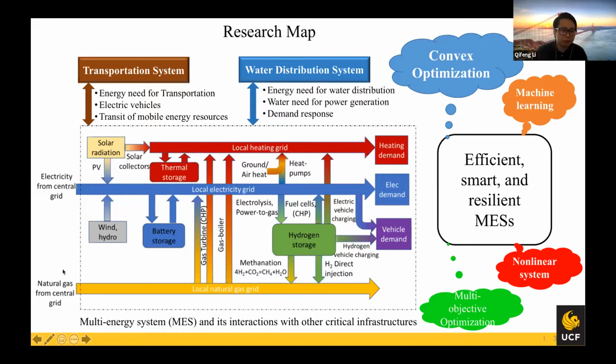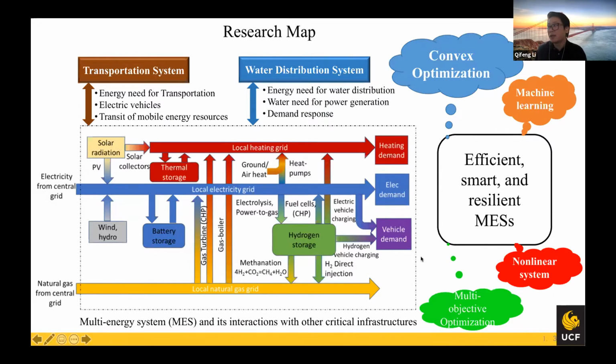Here I provide a big picture of multi-energy systems. By its name, we can know that a multi-energy system means a system that consists of multiple energy networks, for example, the electric power network, the heating or cooling network, and the gas network. Those networks connect with each other at some points, for example, the combined heat and power generation plant.